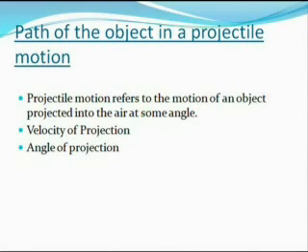So what is projectile motion? Projectile motion refers to the motion of an object projected into the air at some angle. The important things here are the velocity of projection, that is the velocity with which the object is projected into the air, and the angle of projection, that is the angle which the velocity vector makes with the horizontal. So let's see this with the help of an animation.